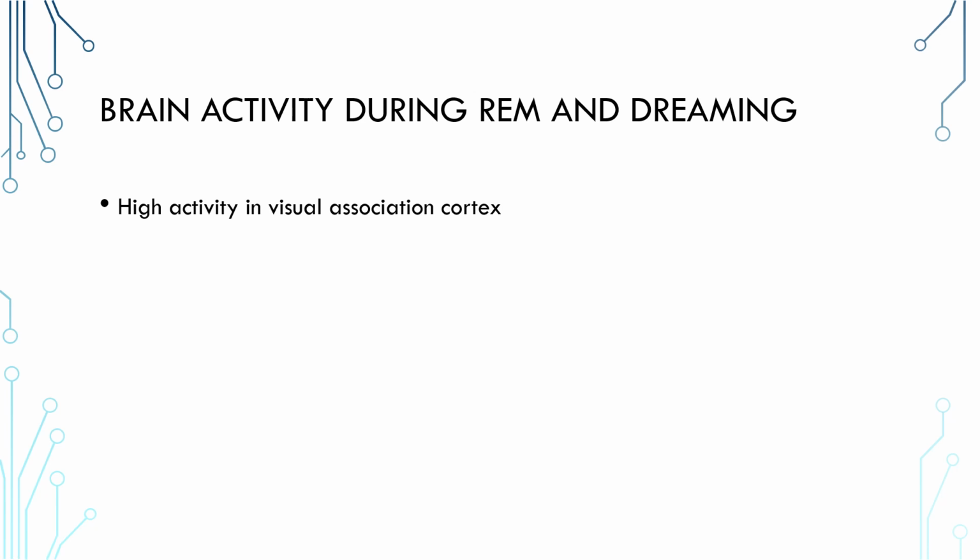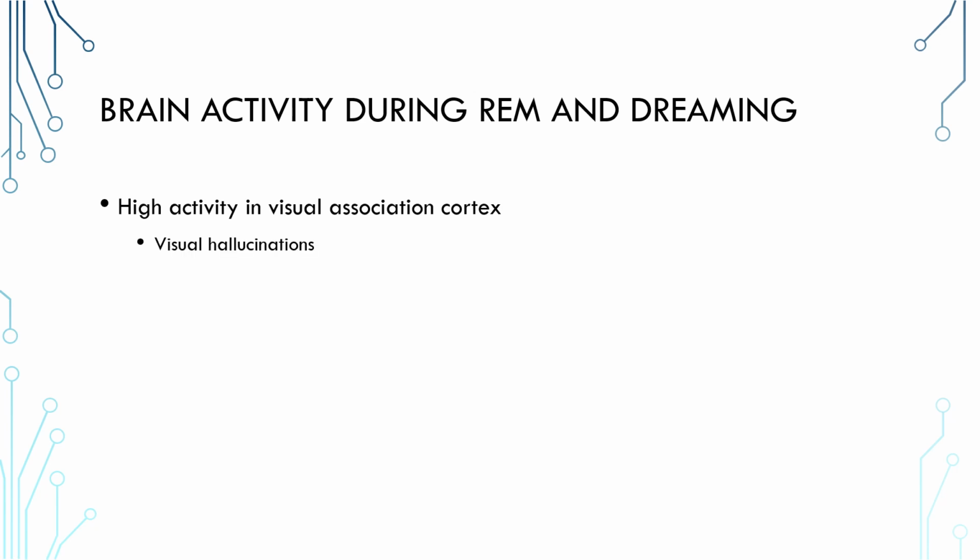Now, what I want to make clear to you all is remember we have V1 and V2, if you'll remember from earlier on in the semester. V1 is the primary visual cortex. So that's the receiving area of any visual information that's coming in through the eyes. And then V2 is the visual association cortex. So that is where information from V1 is moving to in the brain to then allow us to do something with that information. Now note here, high activity in the visual association cortex, or V2.